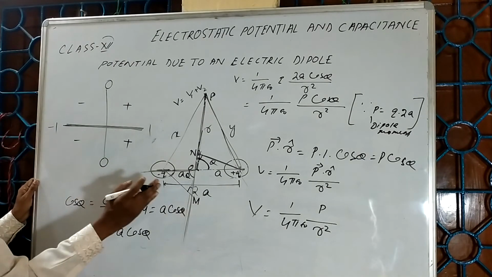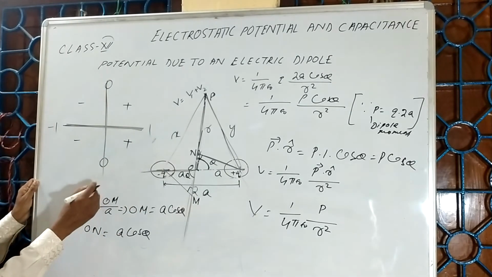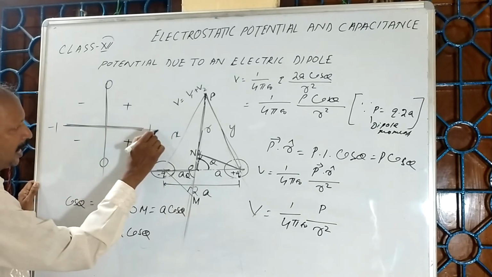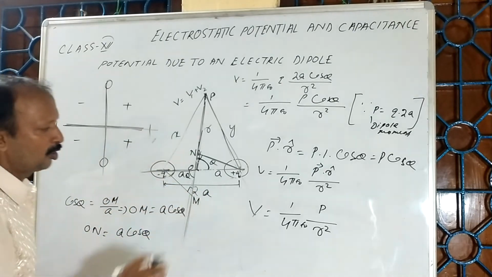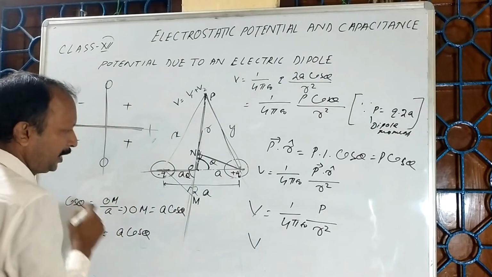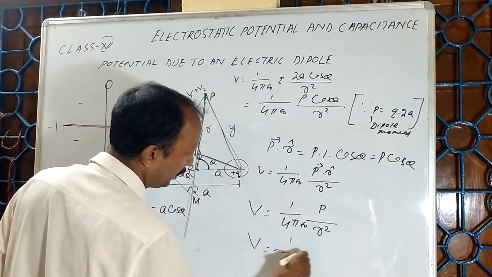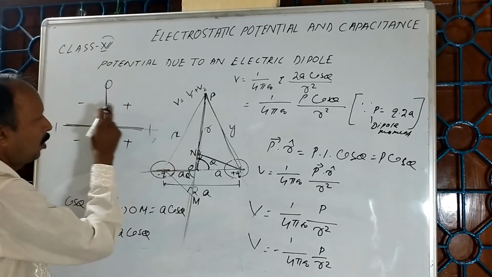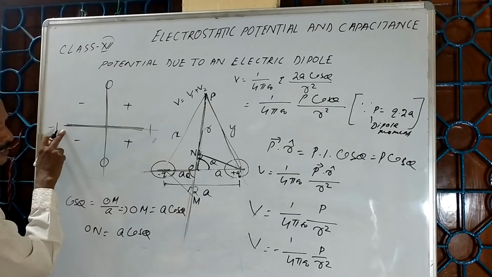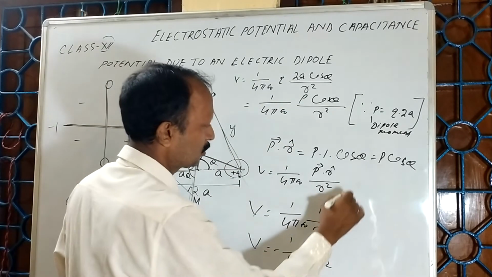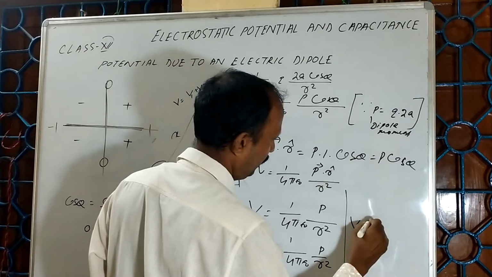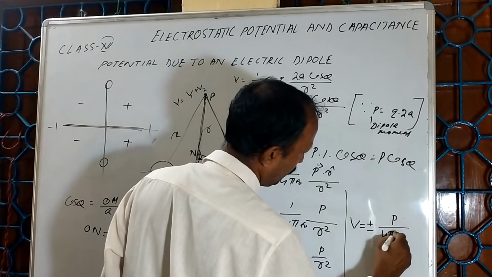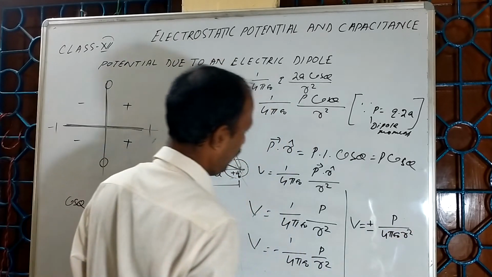That means the value of the potential in this equatorial plane all the time is equal to 0. And the value of this potential in this side will be maximum, which is positive. And if it is 180 degree, then it will be equal to minus 1 upon 4 pi epsilon naught P by r square, because cos theta in this case will be cos 180 degree, which will be equal to minus 1. So I can say that this V may be plus minus P upon 4 pi epsilon naught r square.